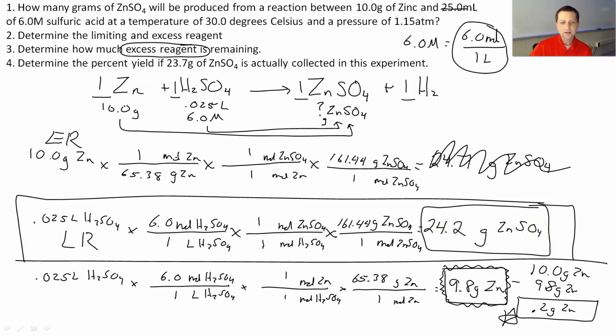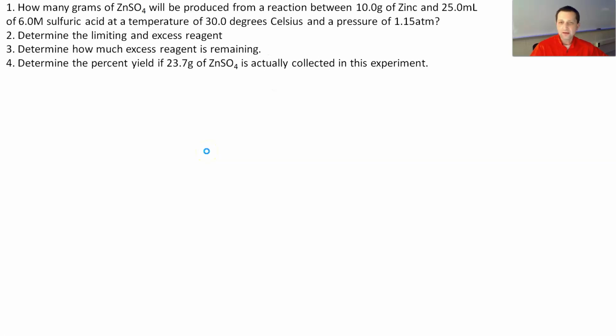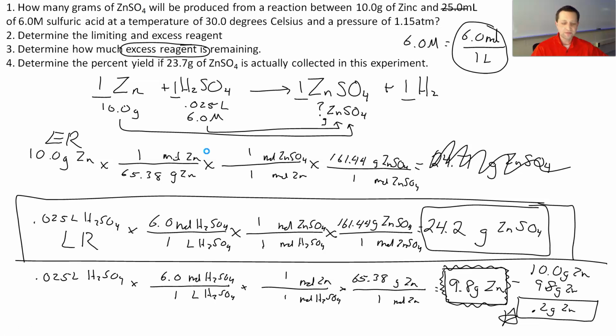Okay, let's go ahead and do number 4. Which is determining the percent yield if 23.7 grams of zinc sulfate is actually collected in this experiment. So, new slide here. I want to make my percent yield formula. Remember, that is your actual yield of, in this case, zinc sulfate over theoretical of zinc sulfate. The actual yield was in grams, right? It was 23.7 grams of zinc sulfate.